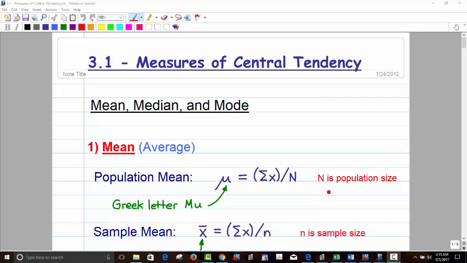Hello, this video is measures of central tendency. And we're going to start out by talking about the main three here, mean, median, and mode. So let's see what that's all about.